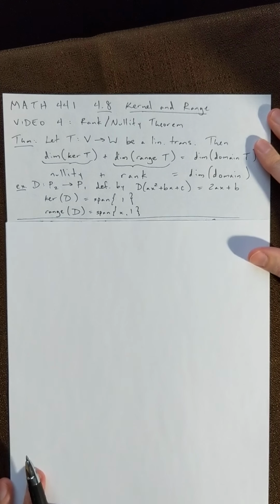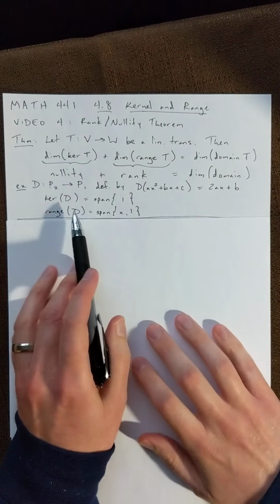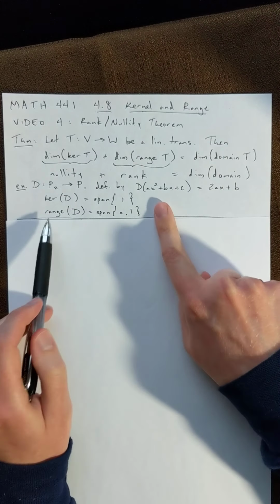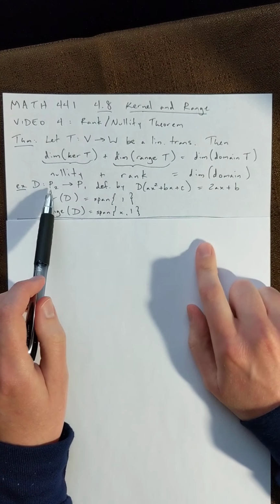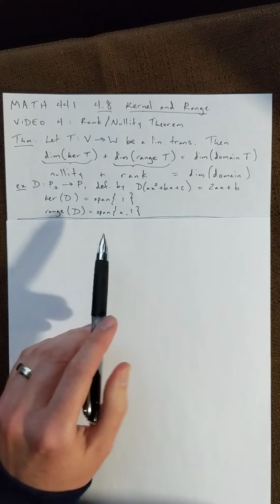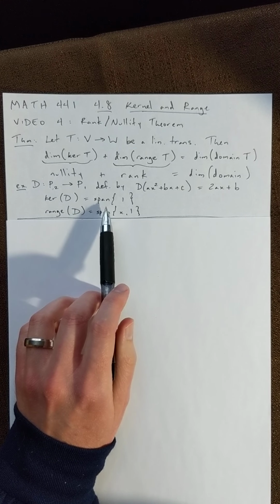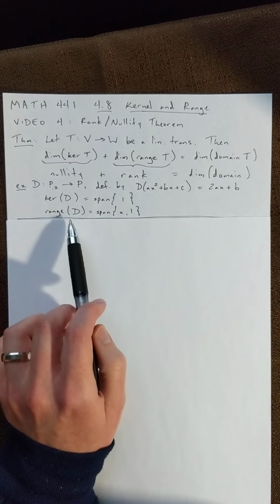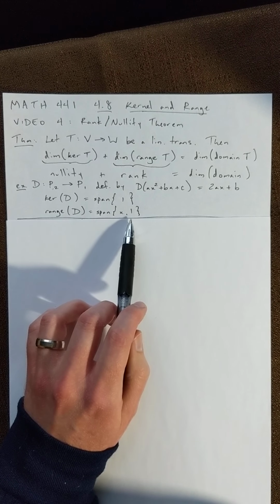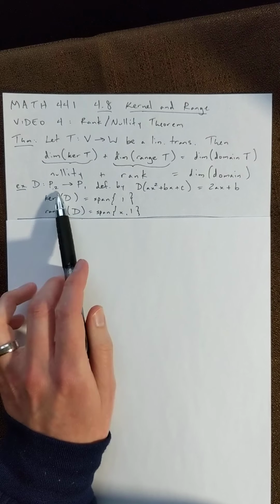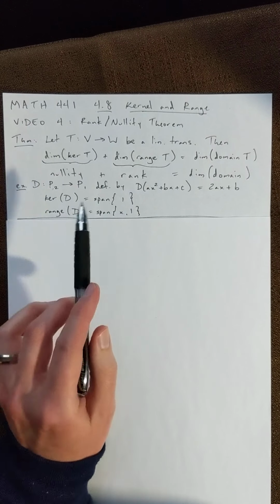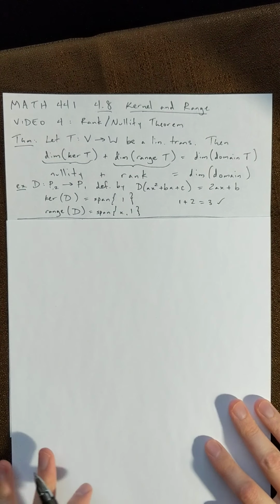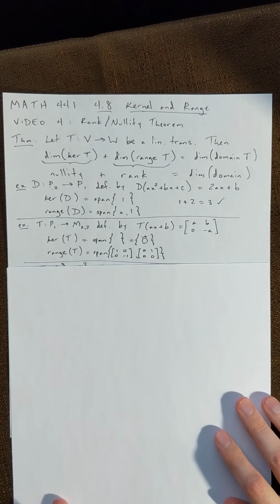So the first example we looked at was the derivative going from P2 to P1, which is a three-dimensional set into a two-dimensional set. So this is 3D, this is 2D. But if you look at your kernel, it has a basis that's one-dimensional, so nullity is 1. Your range is two-dimensional, and so your rank is 2. So 1 plus 2 should be 3, which is the size of the domain. So 1 plus 2 equals 3. Sounds okay.